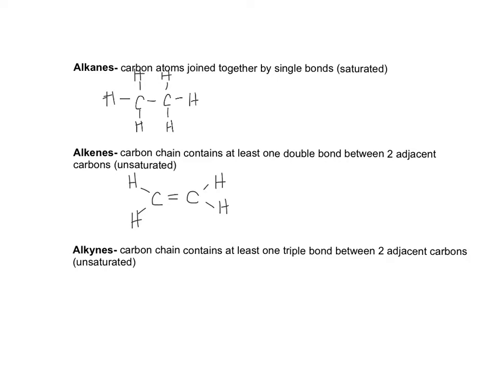Alkynes, carbon chains containing at least one triple bond between 2 adjacent carbons. It is also unsaturated. So you've got 3 bonds between 2 carbons, which means you only have room for 1 more atom. So that is also considered unsaturated because carbon is not bonded to a maximum number of 4 different atoms.